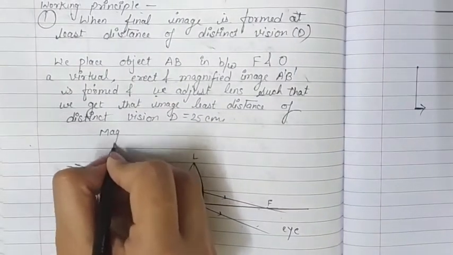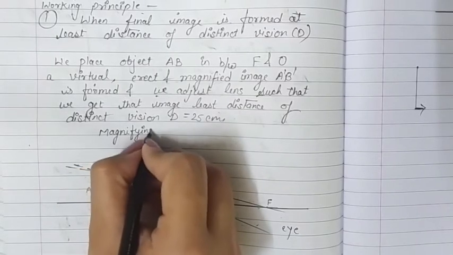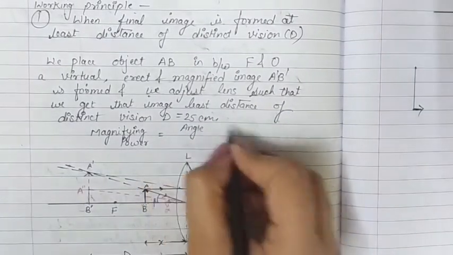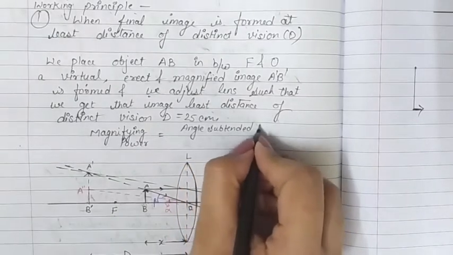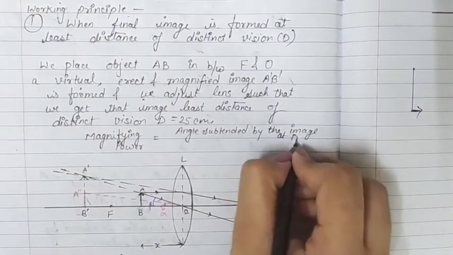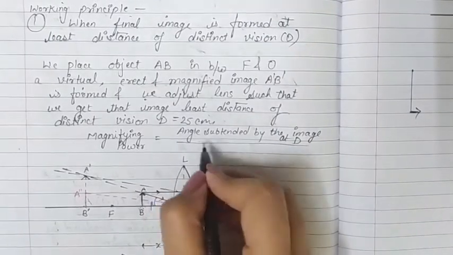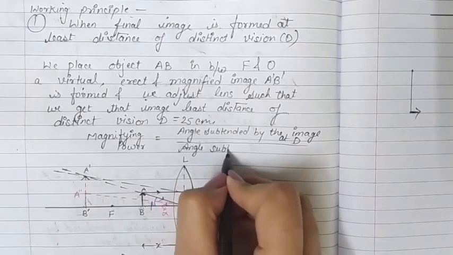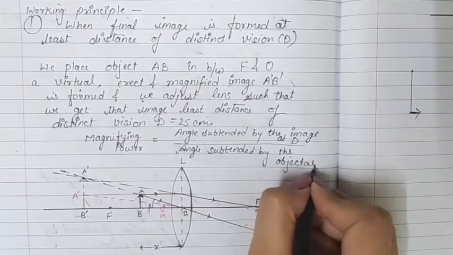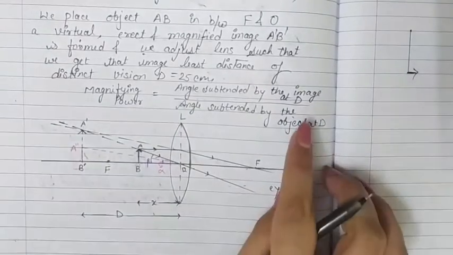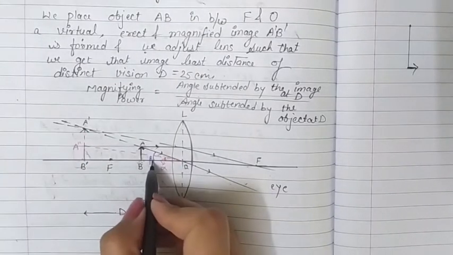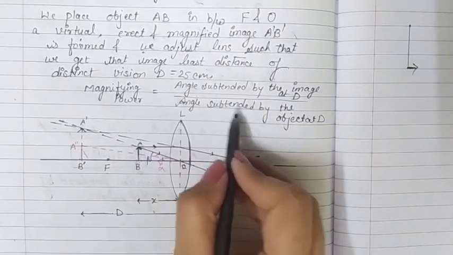Now the magnifying power is defined as the ratio of angle subtended by the image at D upon angle subtended by the object at D. So it means when the image is forming at point D, this image that we get at point D will subtend some angle, so this angle is beta, then we need to take its ratio to the angle subtended by the object at D.